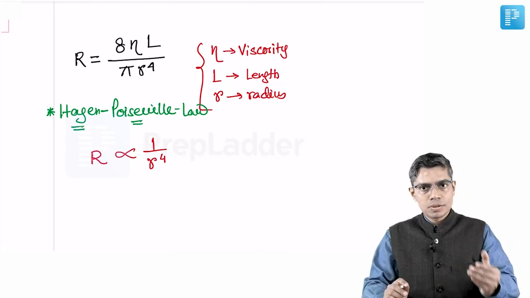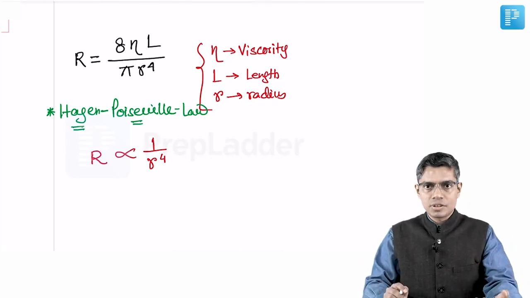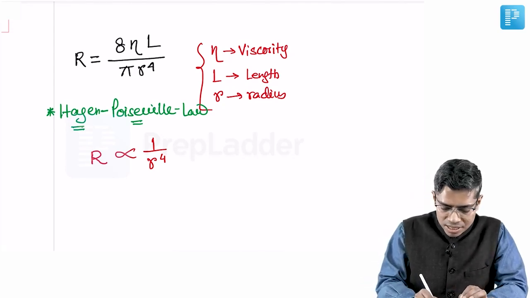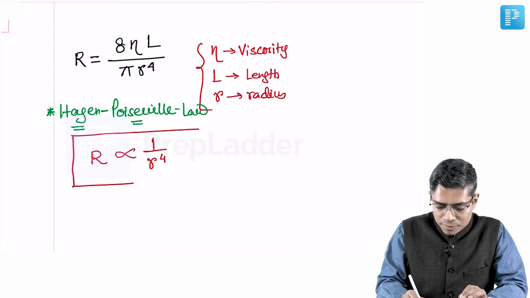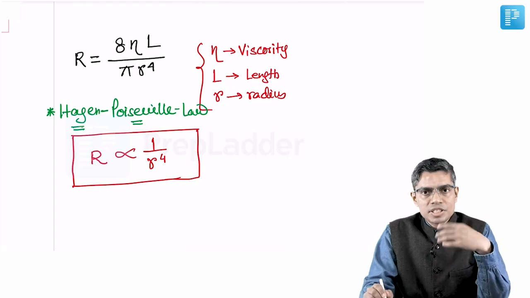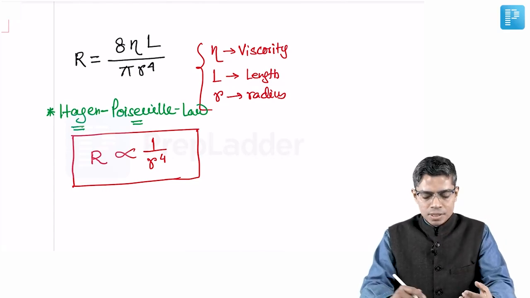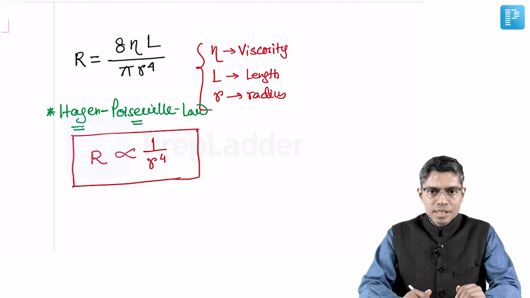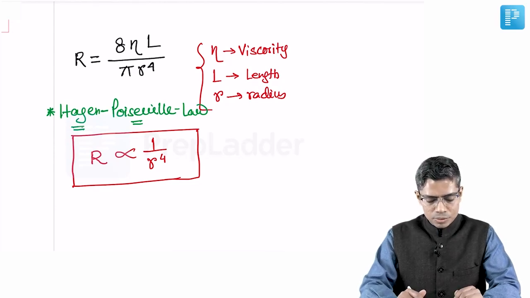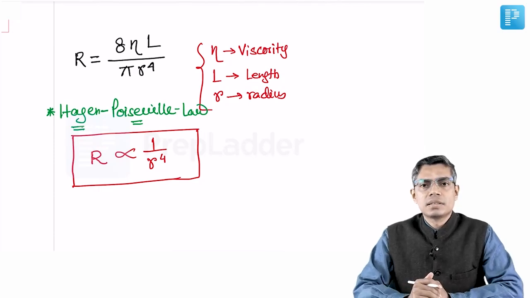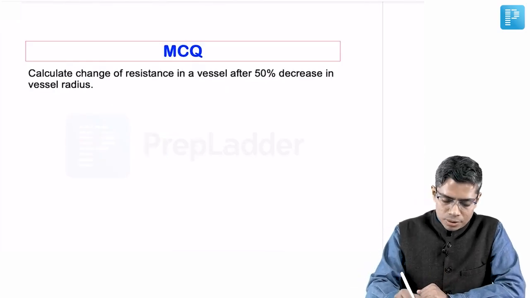Obviously, length is also a determinant of this resistance, and viscosity of blood is also a determinant of resistance, but they are less important than the radius because the resistance changes with the power 4 of the radius. Even a little change in the radius or diameter of the vessel will change the resistance significantly, right? So to apply this formula, you may be given some MCQ. Look at the MCQ which was already given, to check how you apply Poiseuille's Hagen law.